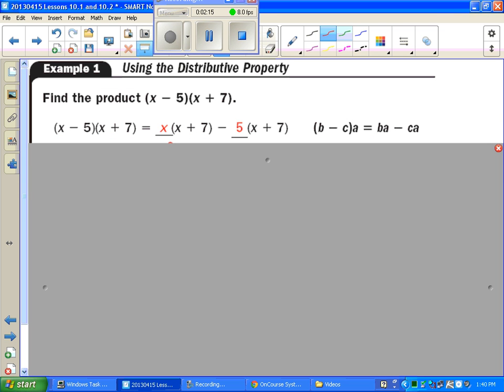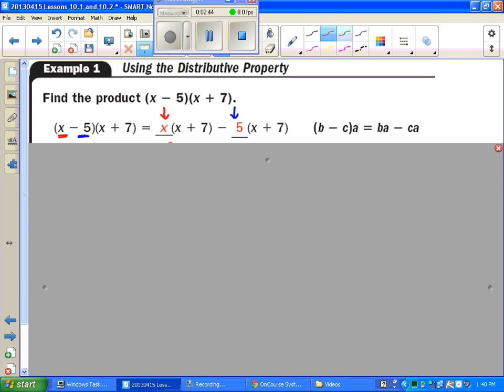Example number 1 is using the distributive property. Notice you have x minus 5 times x plus 7. So this is not using FOIL per se, but notice it's going to come out to be the exact same answer as if we were to use FOIL. All it did was take x and multiply it by the second binomial, x plus 7, and then take negative 5 and multiply it by the second binomial, x plus 7. So all it is, is distributing.